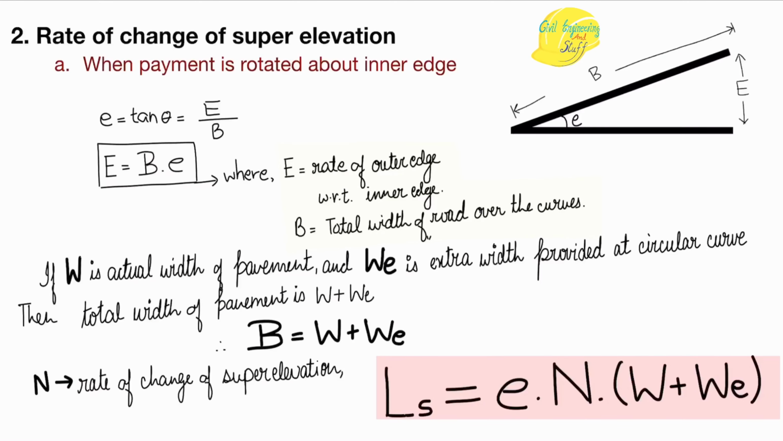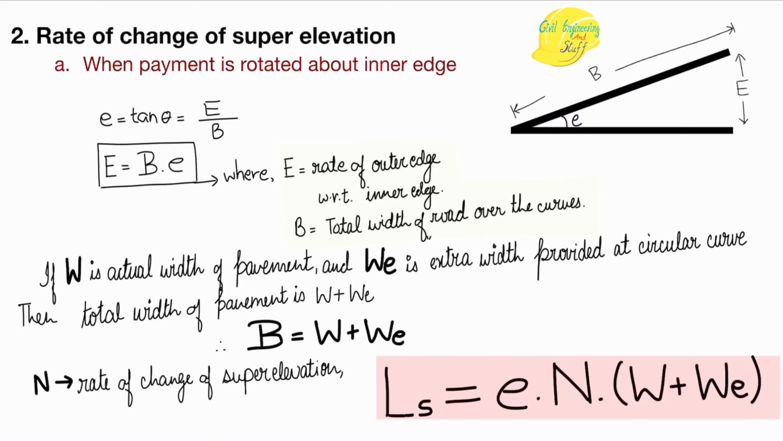Then for the rate of change of super elevation, as we had seen while studying the attainment of super elevation, we have two ways by which we can achieve super elevation. The first is when the pavement is rotated about the inner edge, right?